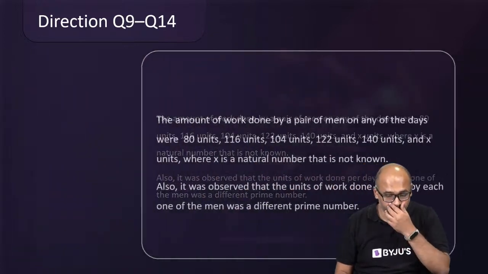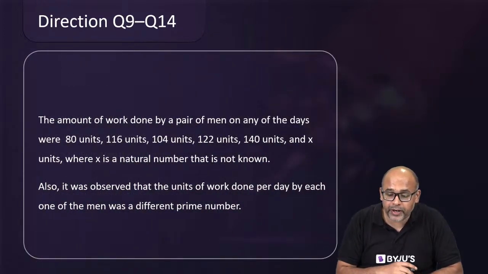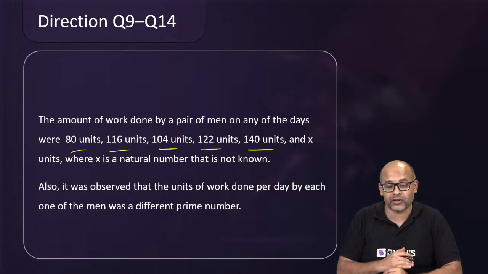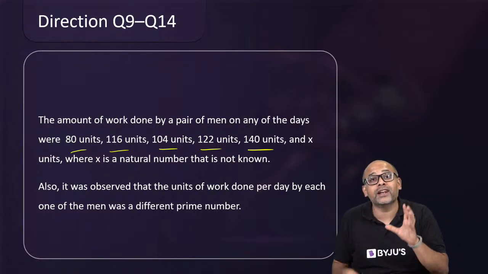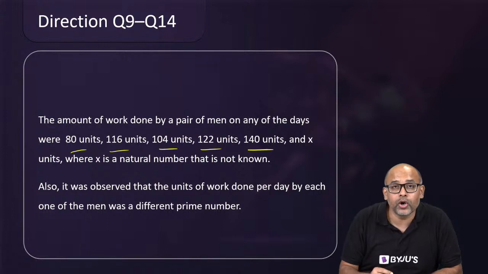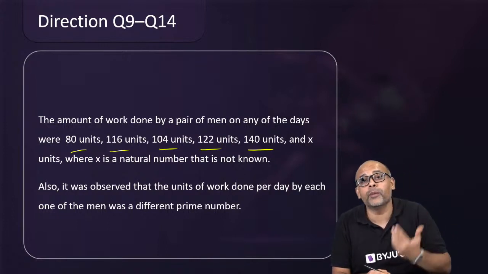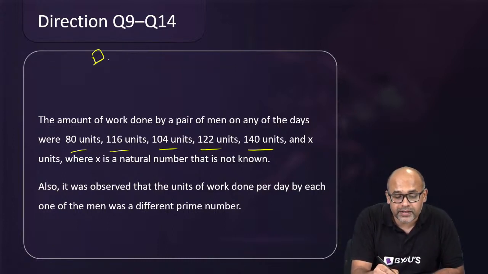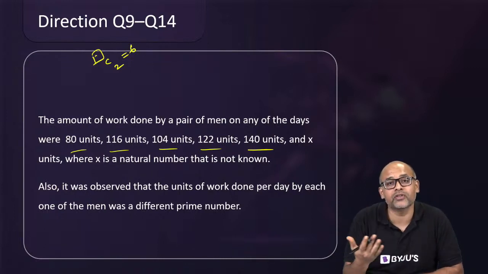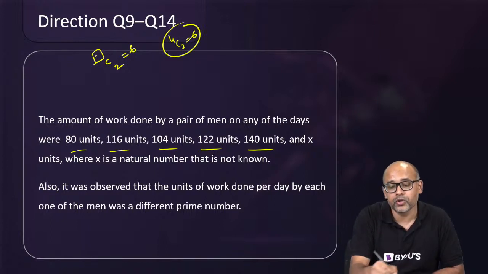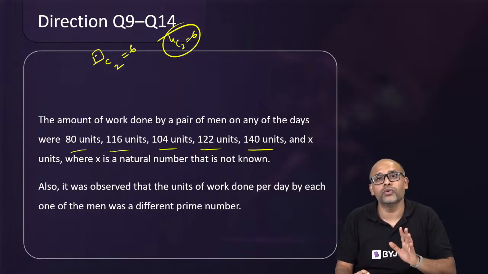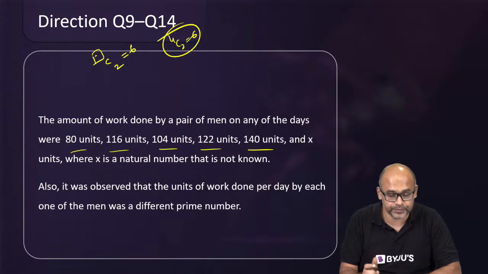Now let's look at the next piece of information. The amount of work done by a pair of men on any of the days were 80, 116, 104, 122, 140 and x units, where x is a natural number and is not known. So guys, you are looking at 6 combinations. So with how many people will you get 6 combinations? Some unknown C2 should be equal to 6. If you know the basics of P and C, you know that 4C2 is 6. So there should be guaranteed 4 people. If you look at all possible combinations, there will be 4C2, which is 6, not 6C2 Varun, it is 4C2.